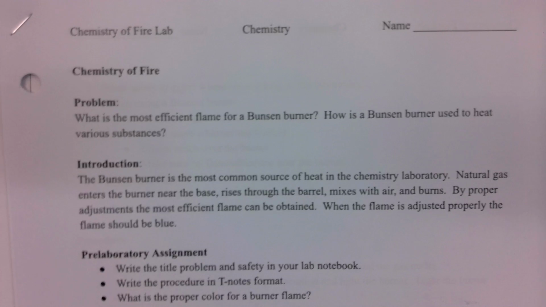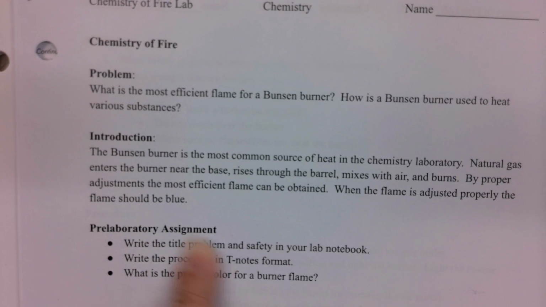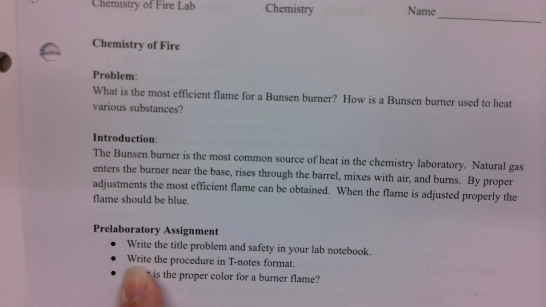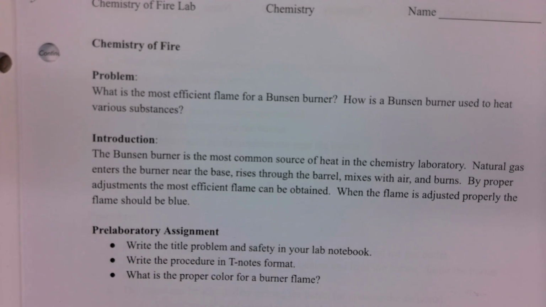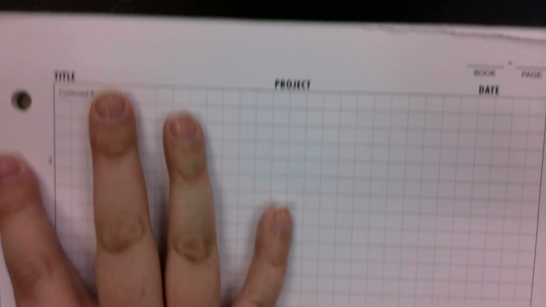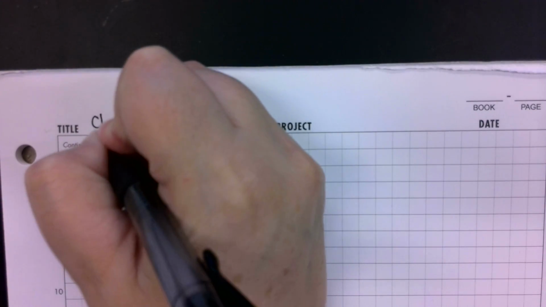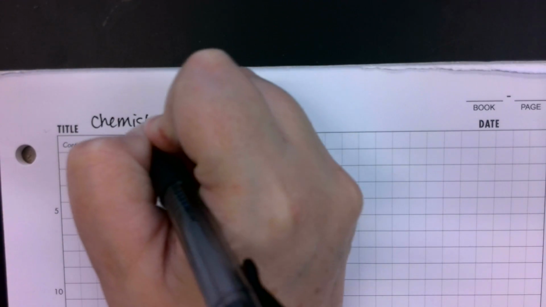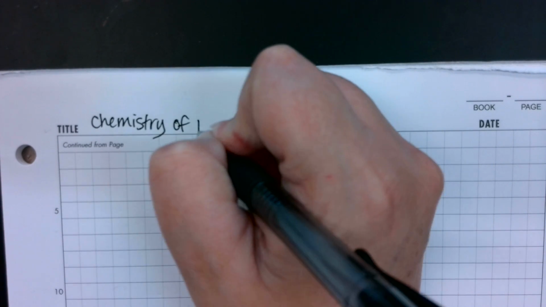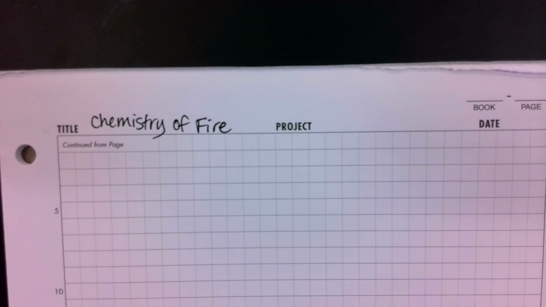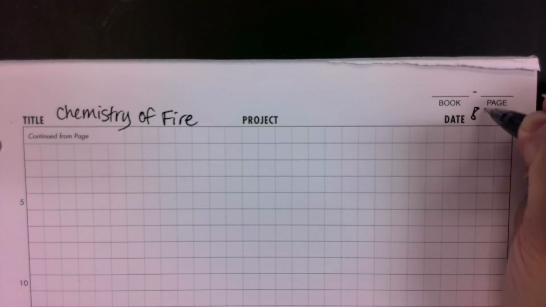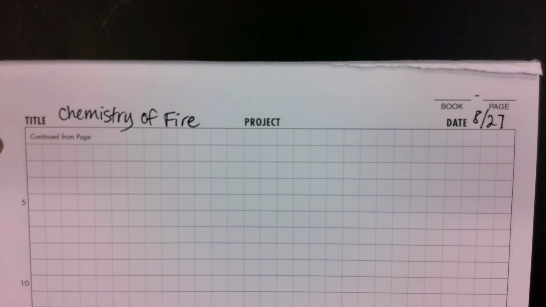So the pre-lab assignment is typically written in the middle of the front page. So here's where it says the pre-laboratory assignment. It says write the title, problem, and safety in your lab notebook. So we take our lab notebook and we write the title in the title spot, Chemistry of Fire. And if we don't really have a project, but the date we intend to do the lab is 8/27, you go ahead and write down 8/27 for the date.